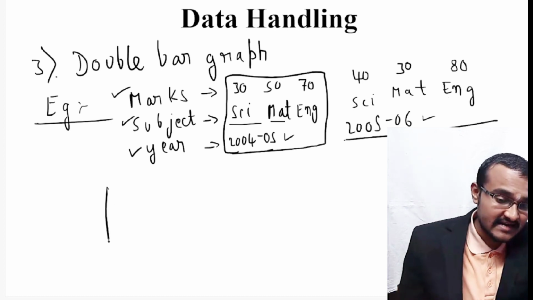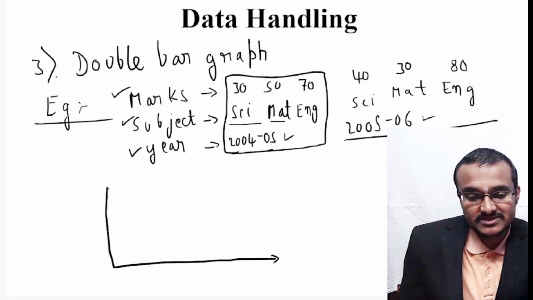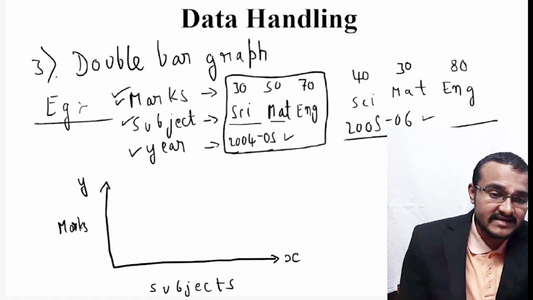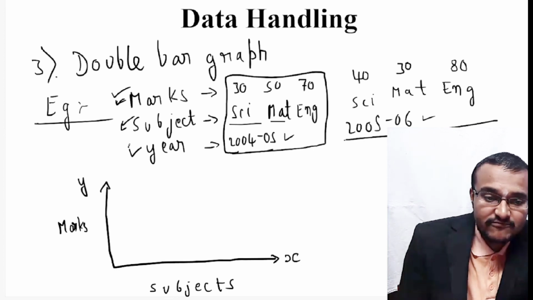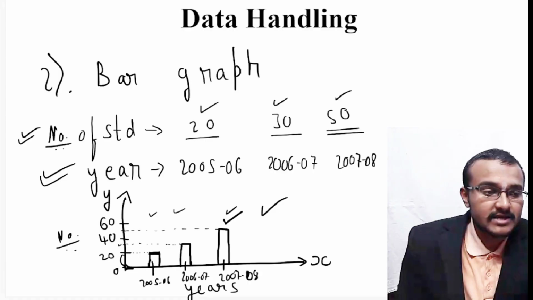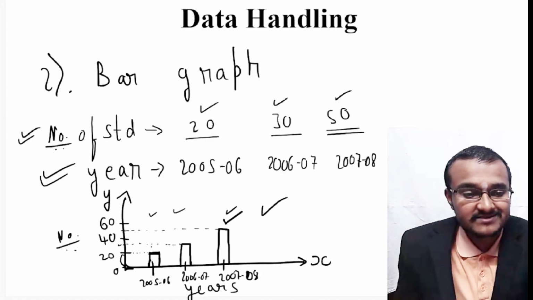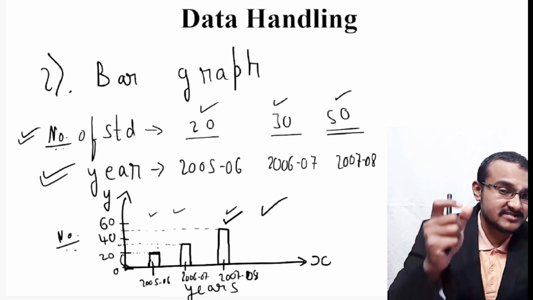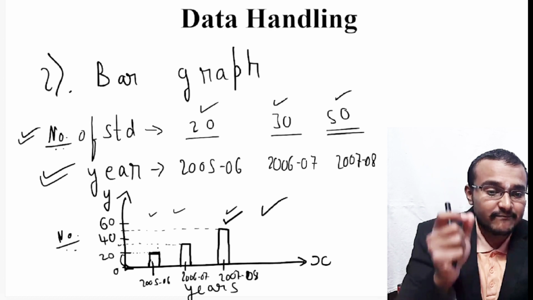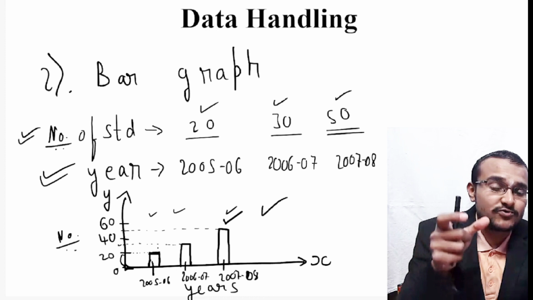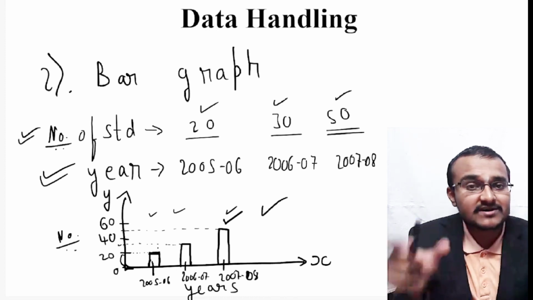Let's say I have an x-axis and a y-axis. This horizontal axis is the x-axis and this vertical axis is the y-axis. Here I have taken marks on the y-axis and subjects on the x-axis. So where will you fit the year? How can you fit this particular year? In the previous example, you drew a bar graph which contained only one bar expressing one data set, that is the number of students who passed in a particular academic year or the number of students admitted to a school in a particular academic year.